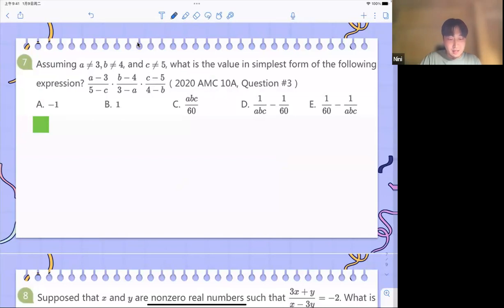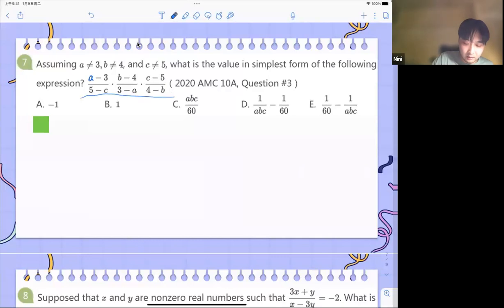Assuming A is not equal to 3, B is not equal to 4, and C is not equal to 5, what is the value in simplest form of the following expression? Aha, this is a very long expression. So what we need to look at in this question, of course, is this part, right? What we can notice is this is A. We are going to figure out the indeterminates.